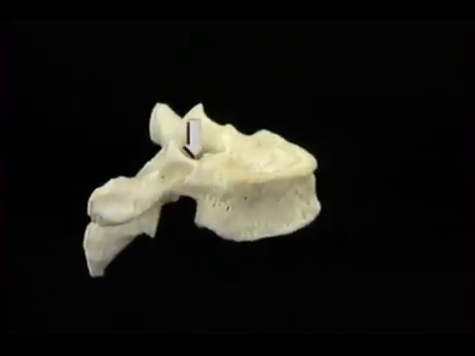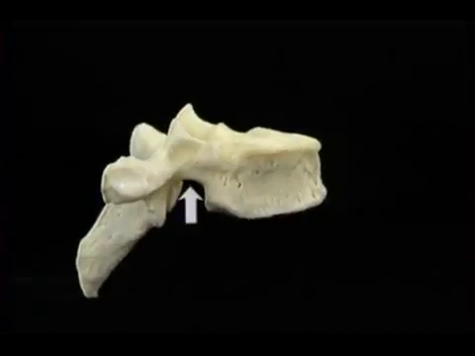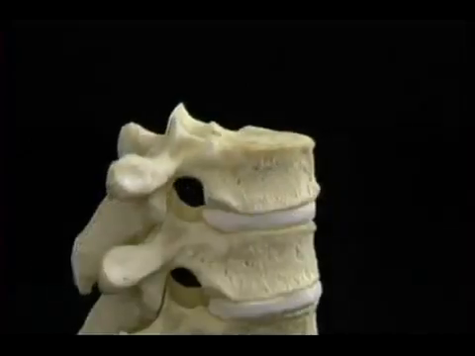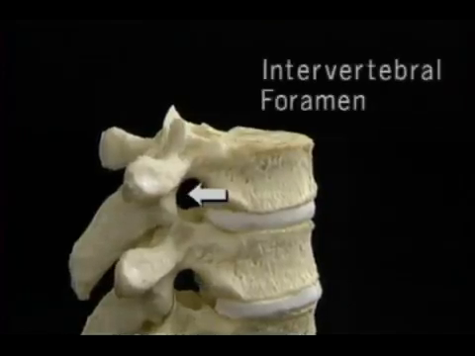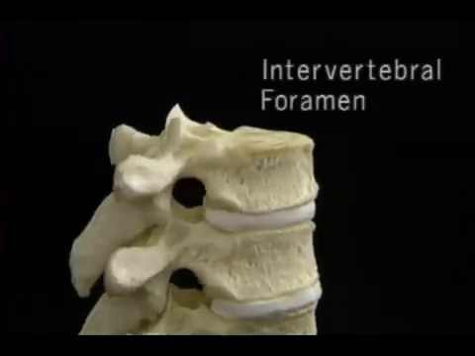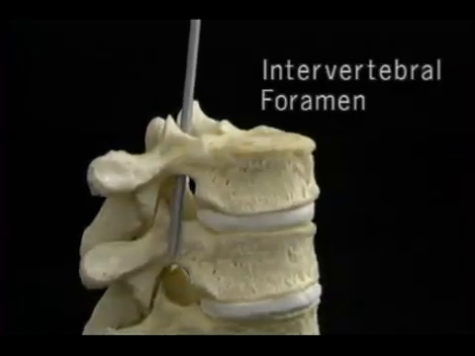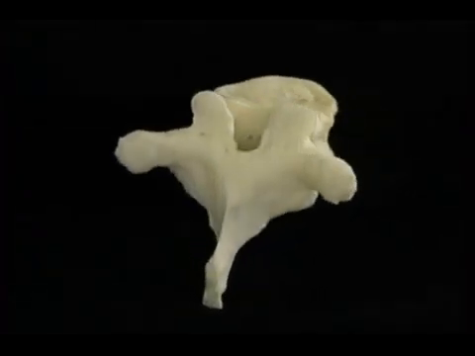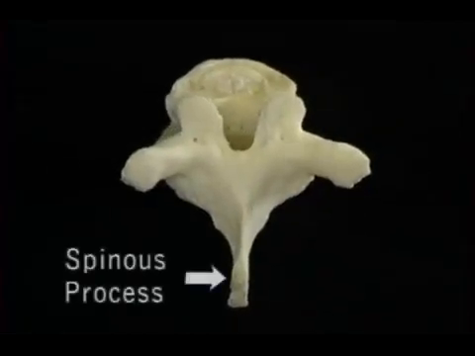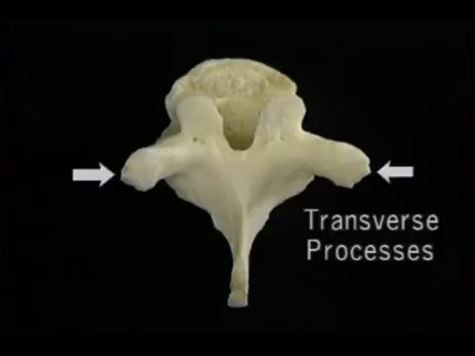There's a small notch in the upper edge of the pedicle and a larger notch in the lower edge. Together, the notches above and below form this opening on each side, the intervertebral foramen. A spinal nerve emerges through each intervertebral foramen. Arising from the neural arch are three large bony projections called processes: a spinous process in the midline, a transverse process on each side.